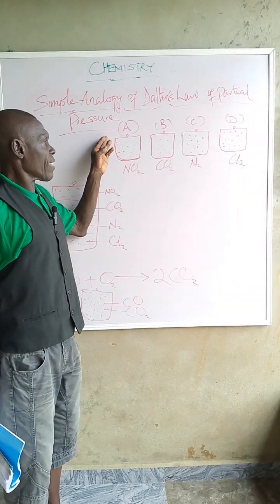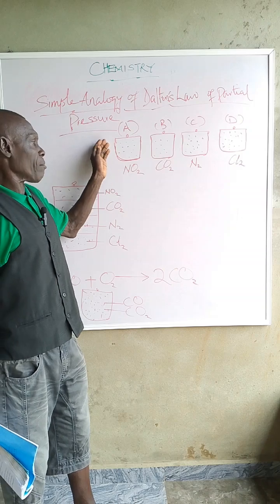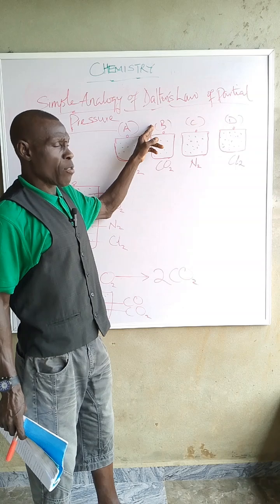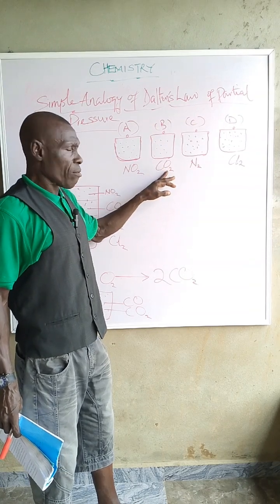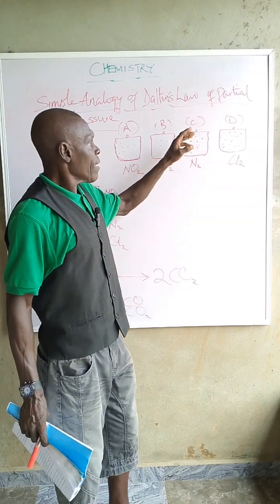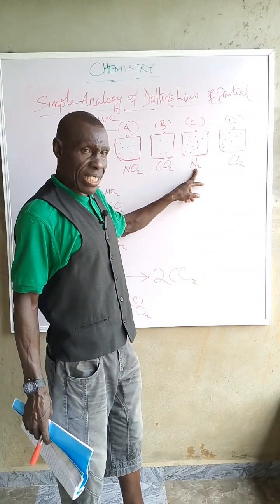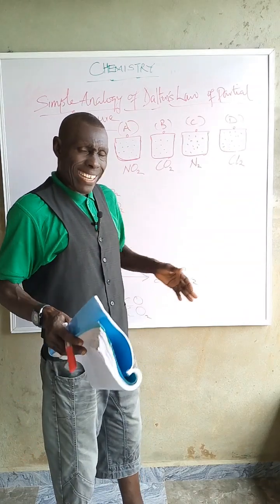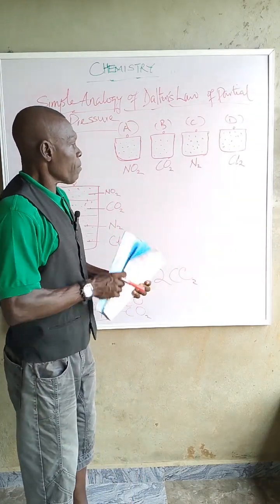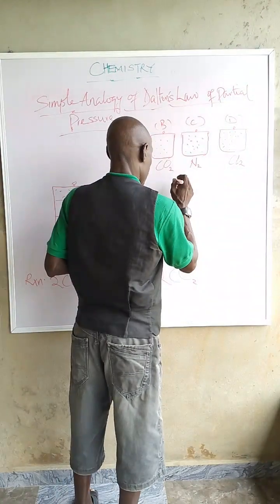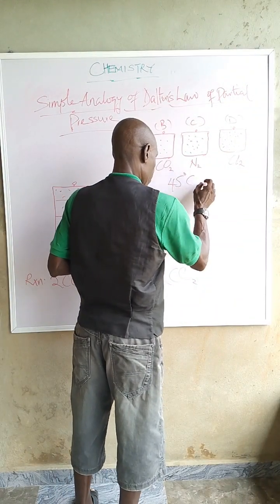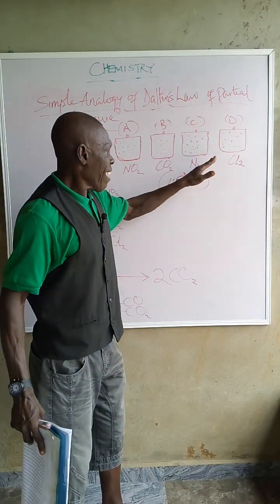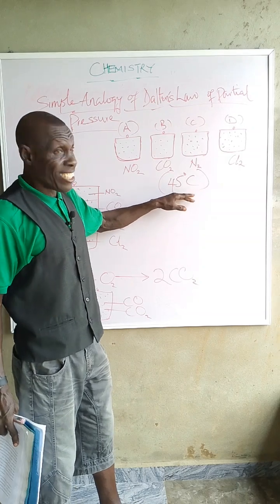Now, container A is occupied by nitrogen(IV) oxide gas. Container B is occupied by carbon(IV) oxide gas. Then container C is occupied by nitrogen gas. And container D is occupied by chlorine gas. These are individual gases. Now, assuming the temperature they are at is 45 degrees Celsius, assuming that they are in these containers at this prevailing temperature of 45 degrees Celsius.